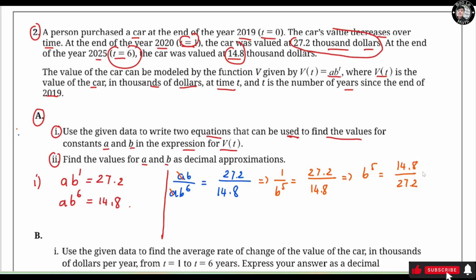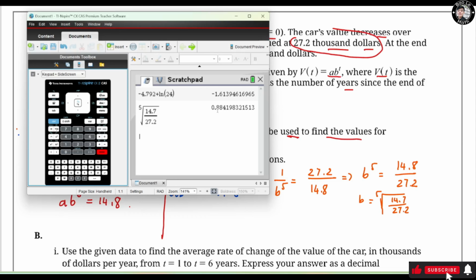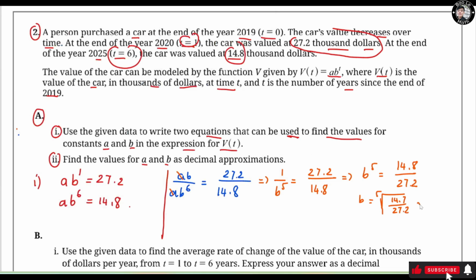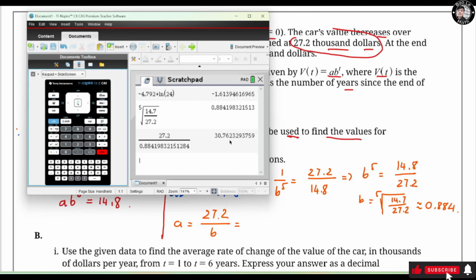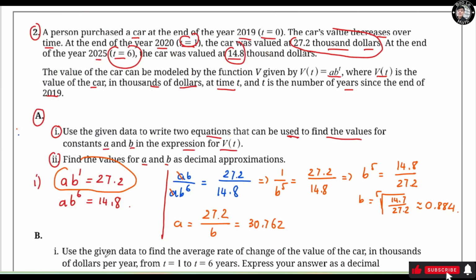And we take the 5th root of both sides. So b equals 0.884. Now we're going to solve for a. So a equals 30.762.